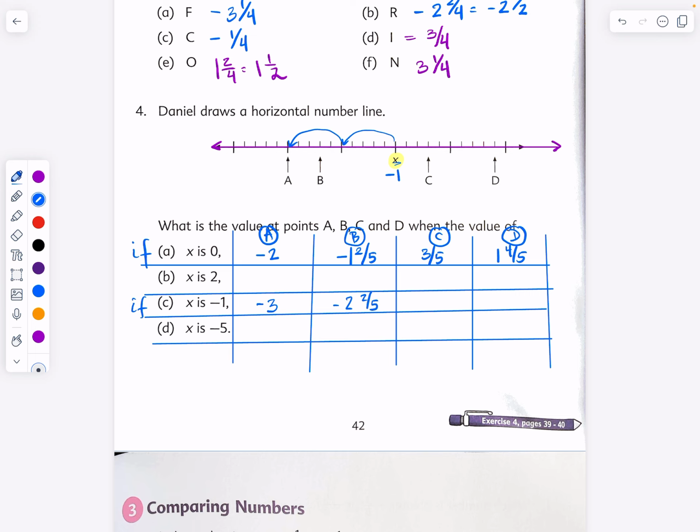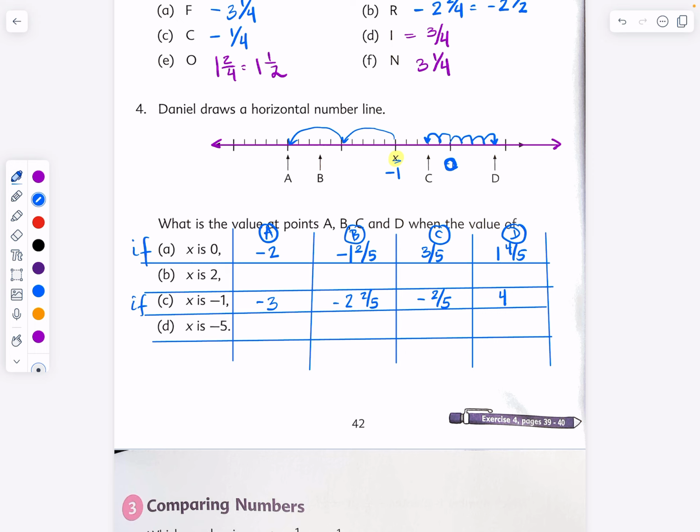What about C? Well, if this is -1, then this must be 0. So C is only 1, 2, -2/5. And D would be positive. 1, 2, 3, 4 out of 5 equal parts. 4/5. Okay? Finally, I would like to consider if x equals -5. Let's label this. X is -5.